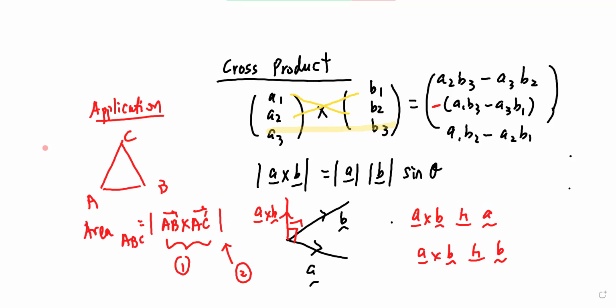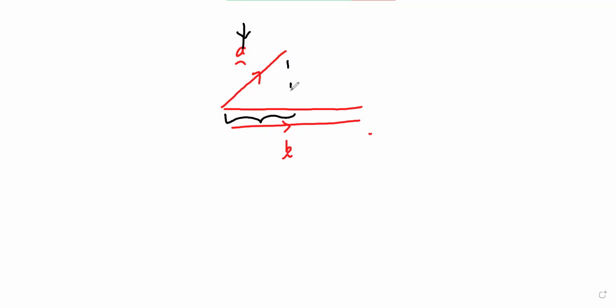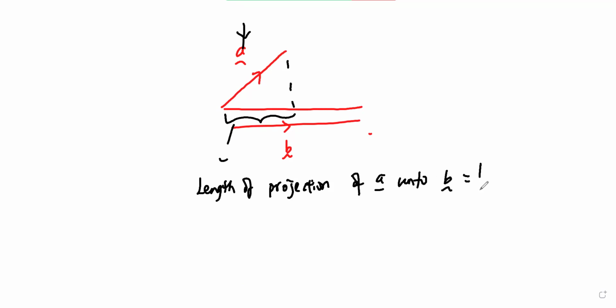And there will be still some other miscellaneous concepts. For example, if I have a vector A and I need to project onto the vector B, I need the length of projection. I want to project vector A onto B. So the length of projection of vector A onto B, the concept will be A dot B cap.